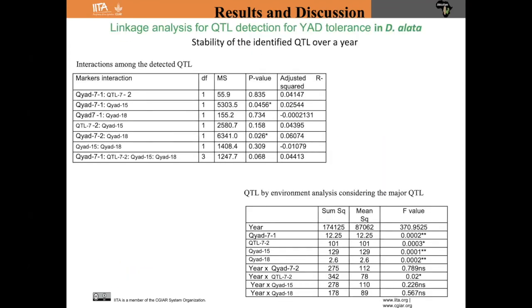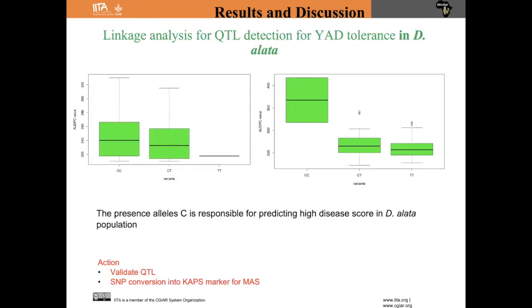Another activity we did again is we tried to look at those markers that we identified, and how those markers can help us to predict the yield and the disease resistance in the population we used. So here we can see that the presence of C is associated with susceptibility, because the higher the AUDPC value, the higher the disease pressure, while the presence of T lowers the disease pressure.